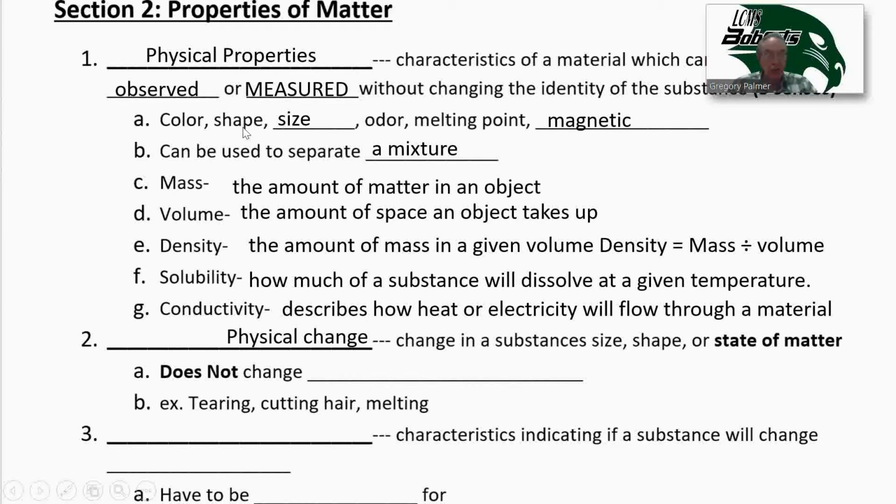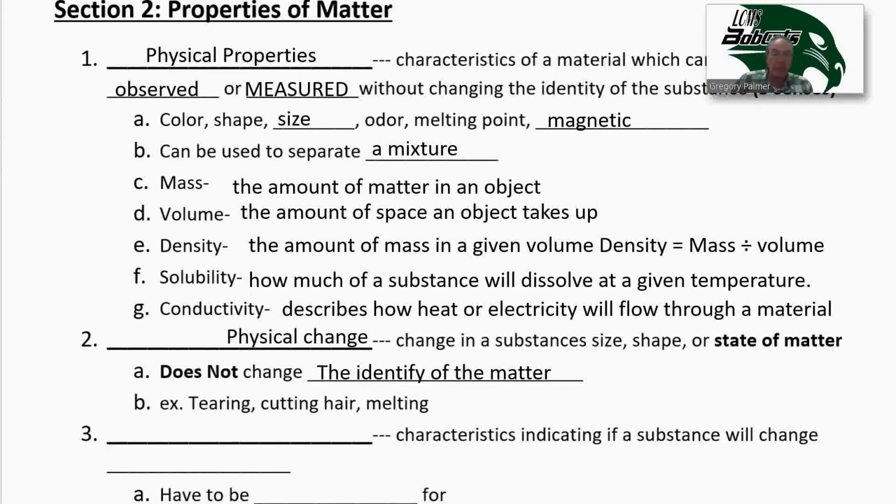So if we change the shape by crumpling up a piece of paper, crumpling is a physical change, and it has an ing on the end because it's happening. Okay? It's changing a substance's size, shape, state of matter, and it does not change the identity. Okay? So it could be a change in any of these things. We tear it, we cut it, we melt it. Okay? All of those things, you notice they all have ing on the end. It's actually happening because it's a change. It's what we're doing to change it, but we're not making new substances when we do it.